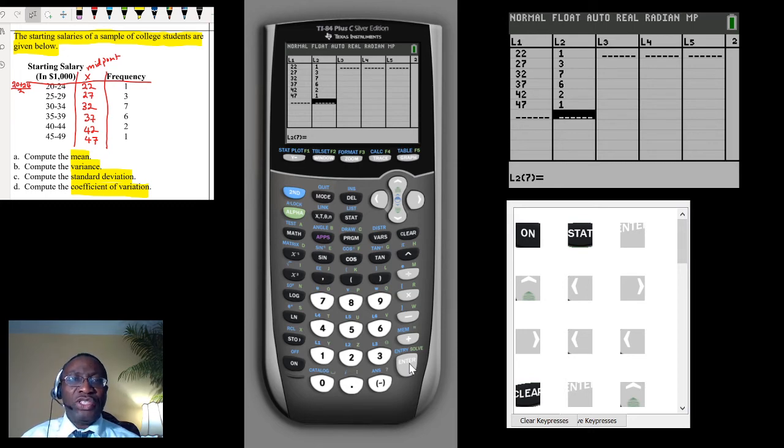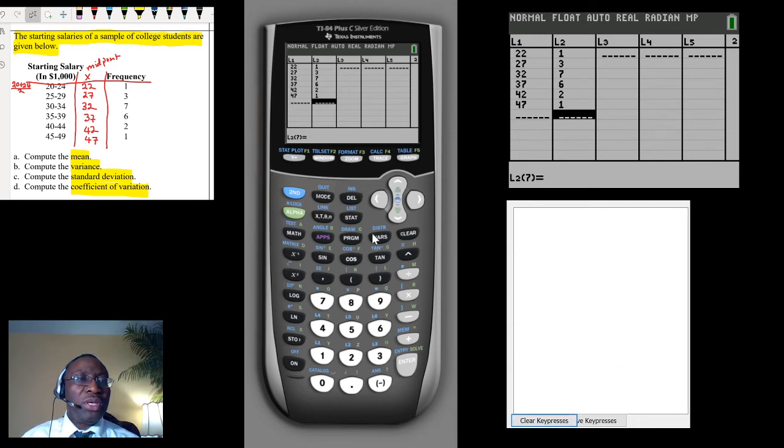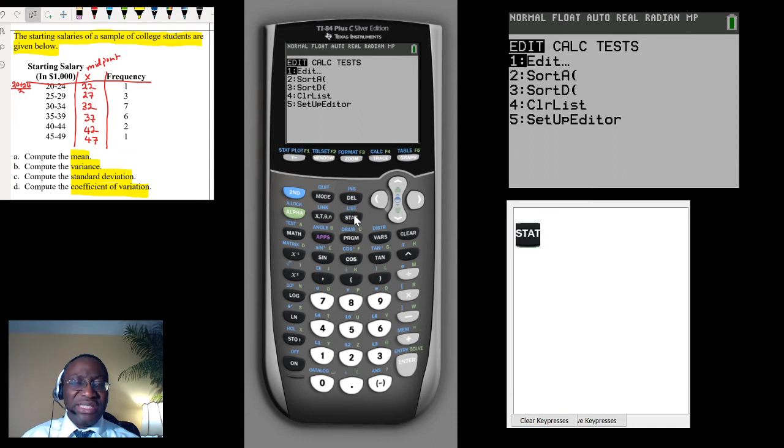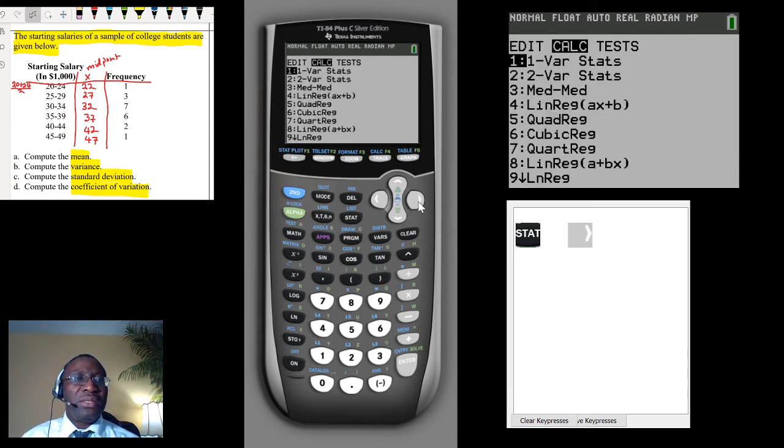After you are finished with this table, you're now going to go to STAT. All right, so press STAT and then move the cursor to CALC. And then on the CALC menu you are looking for number 1, which is 1-Var Stats.